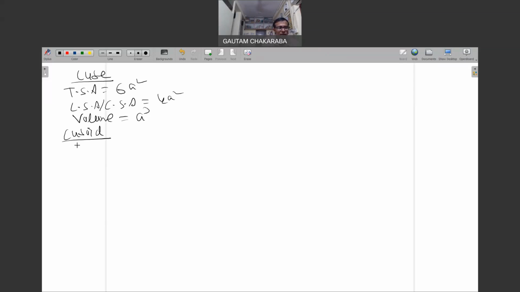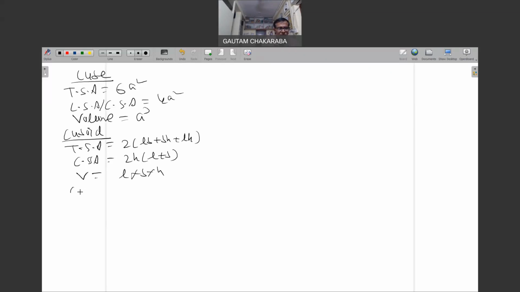Cuboid. TSA, total surface area, is 2 into LB plus BH plus LH. And CSA is the area of 4 walls, 2H into L plus B, without ceiling and floor. Volume is equal to L into B into H.